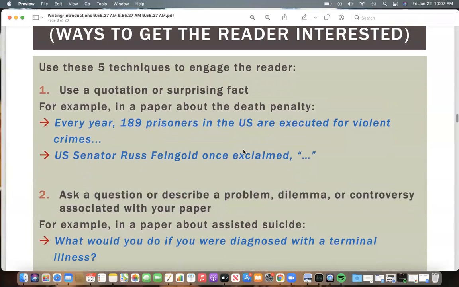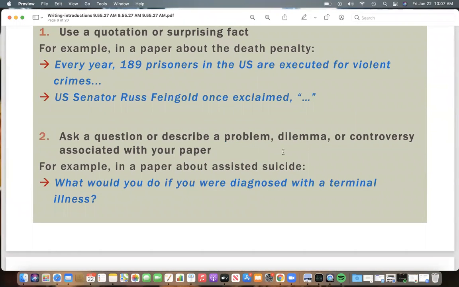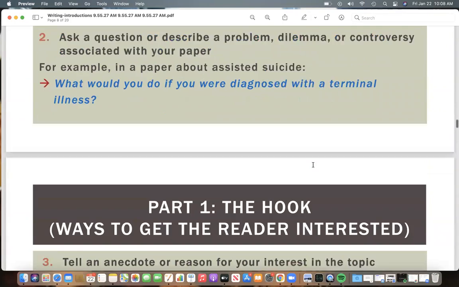So just some techniques, some ideas of different hooks. You could use a quotation or a surprising fact. There's some examples for the one on the death penalty. You could ask a question or describe a problem, dilemma, or controversy associated with your paper. I had a student last year, I'm not going to name names, but she always began every essay with a question hook. And there's nothing wrong with that. You don't have to, if you find something that works for you, then stick with it by all means. But I just kind of gave her a hard time because I would always know which paper was yours, even if it didn't have your name on it, because of your introductions.